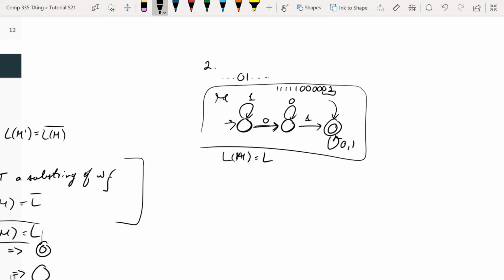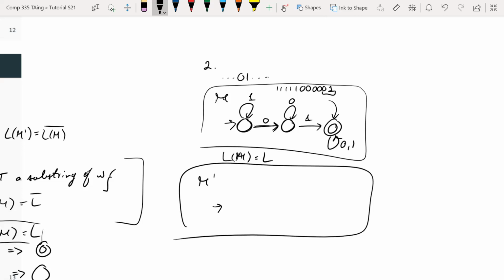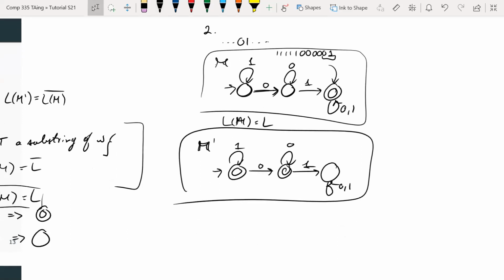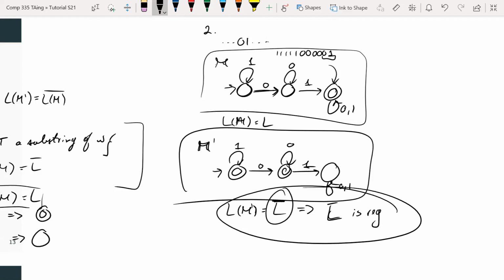Then I could create a machine M prime, which would just convert non-final states to final states, keeping all of the transitions the same, and final states to non-final states. So this would be M prime, and because we have this theorem, I would have shown that L of M prime is equal to L complement. This implies that because I have a DFA that accepts this language, L complement is regular. Okay, good. So that's one of the ways to complete this kind of question.